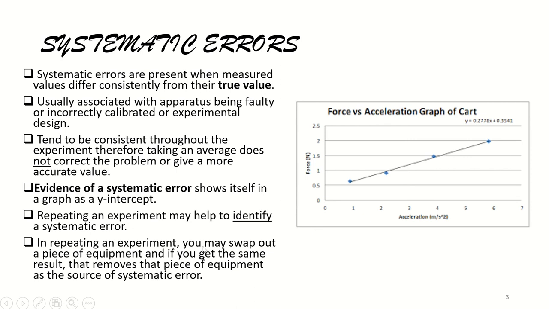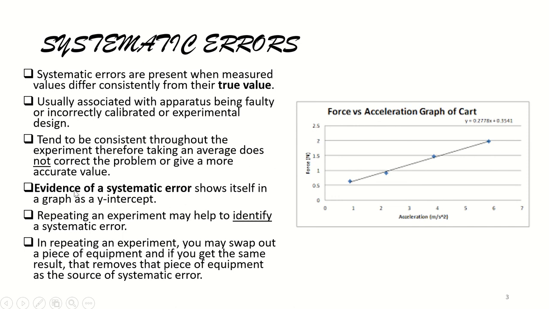But you can keep swapping out pieces of equipment and keep repeating it to try and work out what is causing the systematic error. But it's not always just a faulty piece of equipment. It can be the design of the experiment. There could be something else causing a systematic error.